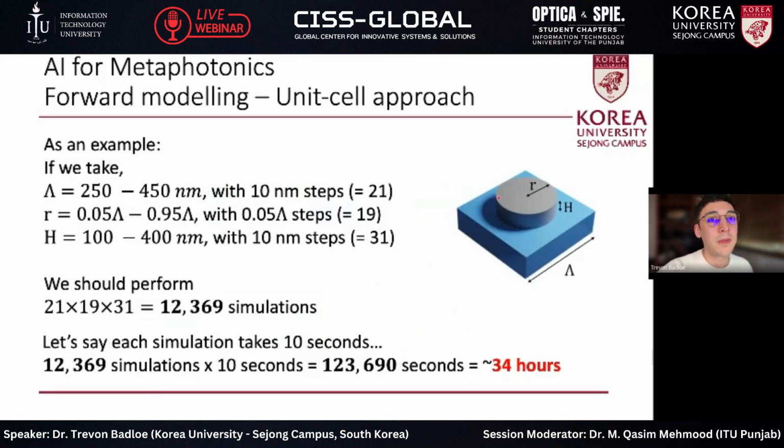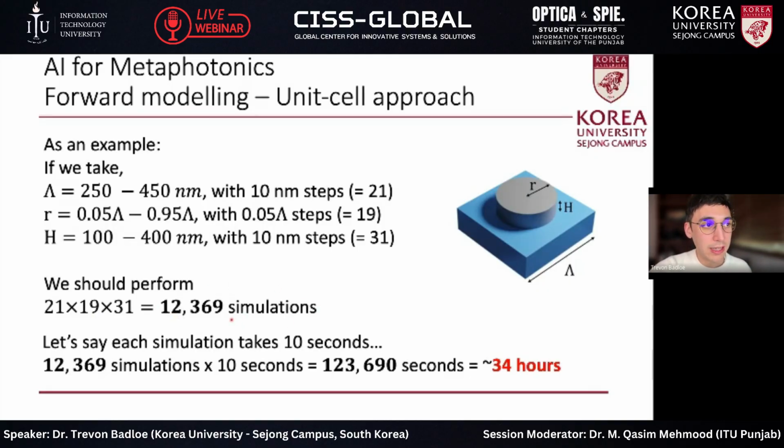For example, if we take a simple circle and just take these three parameters, the radius, the height, and the periodicity, we want to sweep quite generously: 10 nanometers steps in the height and the periodicity, and 0.05 times the periodicity for the radius. If we take these general numbers, not too big, not too high resolution, just reasonable, we end up with 21, 19, and 31 steps. If we want to check all of these together, we have to consider the combination of each of these three. So finally we end up having to perform over 12,000 simulations.